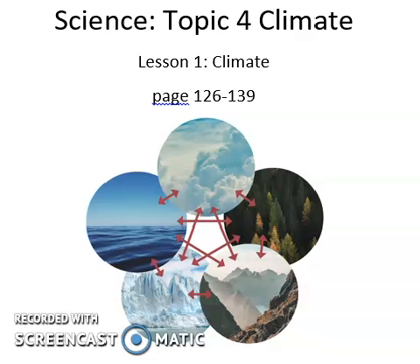Lesson one check. Number one, define. What is climate? Climate is a pattern of weather conditions that occur in a certain area over a long period of time. Number two, identify. What are four factors that affect climate? The four factors that affect climate are latitude, atmosphere, oceans, and land features.